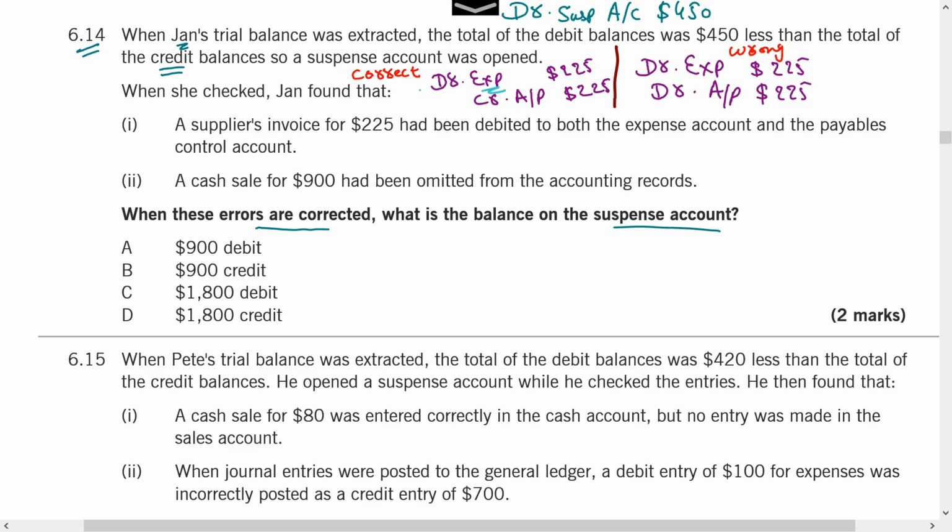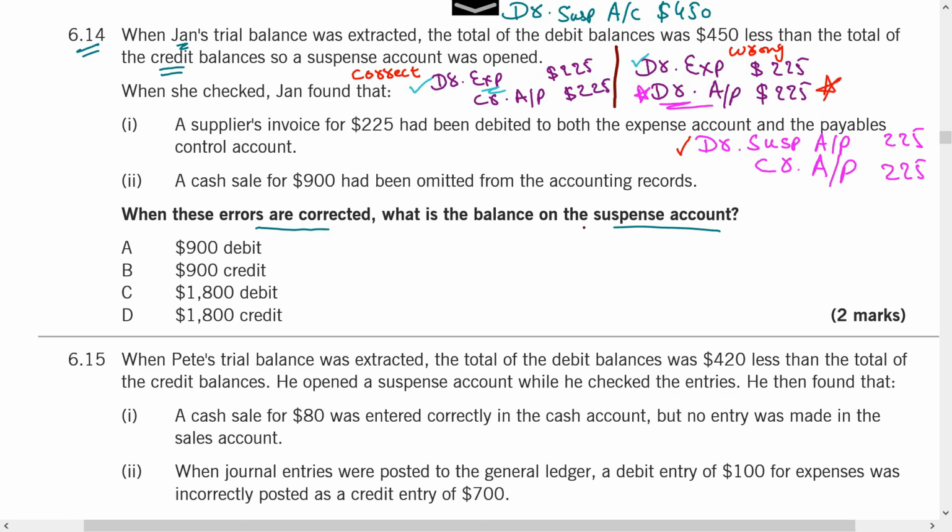The expenses are debited correctly, but we have wrongly debited accounts payable. So now, in order to correct this transaction, we will credit our accounts payable by 225 and we will debit suspense account by 225. So as a result of this entry, we will have zero balance in our accounts payable, because by passing this transaction, we have only eliminated the wrong effect of this transaction.